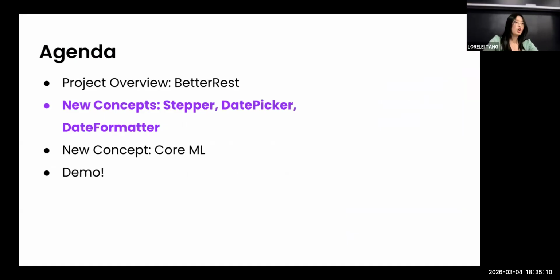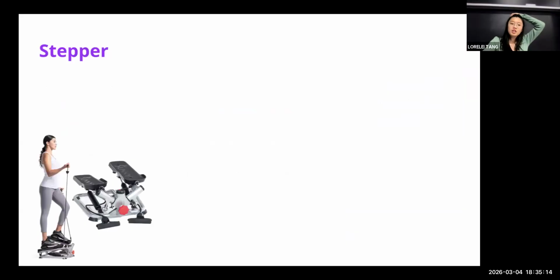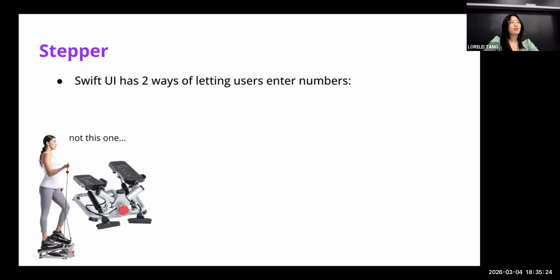Okay, so now that we've gone over the project, we're going to go over a couple of concepts. So the first one that we're going to be needing to implement this specific app is called a stepper. And no, I'm not talking about the little exercise steppers that you'll use in the gym to get your steps in. I'm talking about a way of letting users enter numbers.